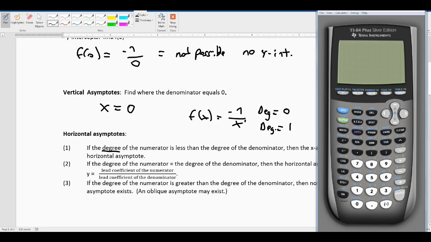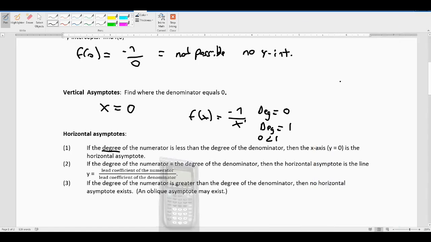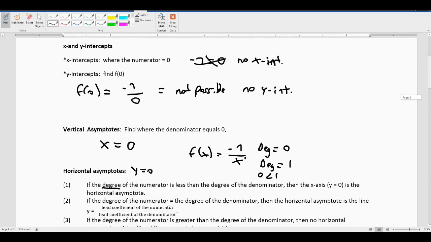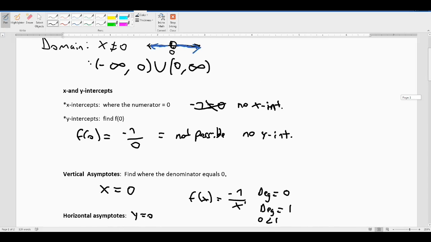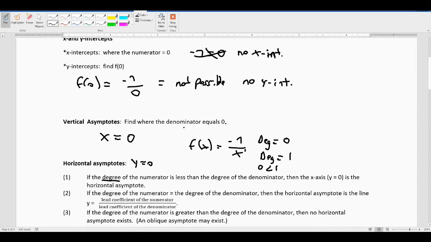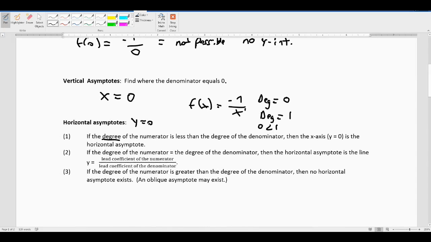So anytime the top is less than the bottom, because 0 is definitely less than 1, what that means is that y equals 0, or the x-axis, is a horizontal asymptote. So y equals 0 is a horizontal asymptote. And since the numerator was not greater than the denominator, we have no oblique asymptotes. So as of right now, all we know is we have the domain from negative infinity to 0, 0 to infinity, 0 not included, which means we have a vertical asymptote there, and we have a horizontal asymptote of y equals 0.